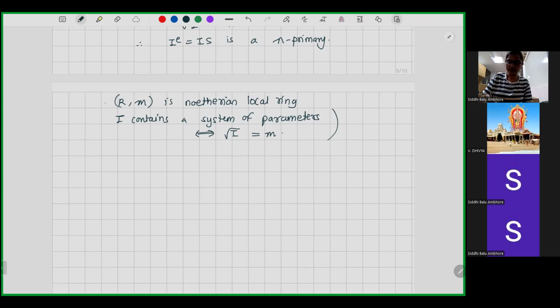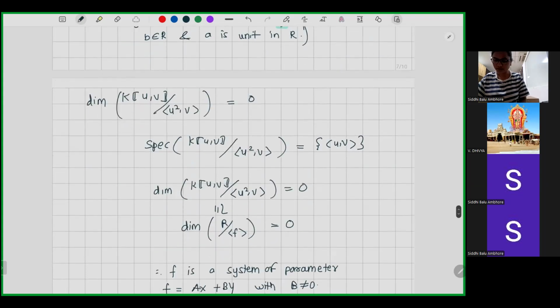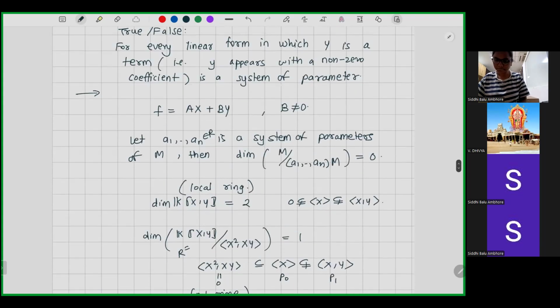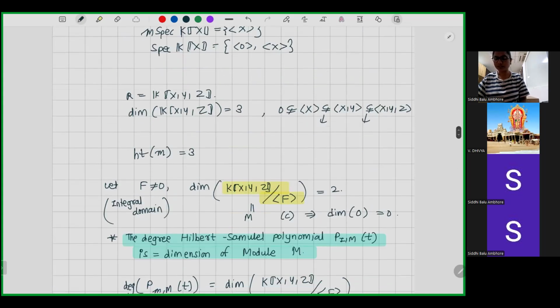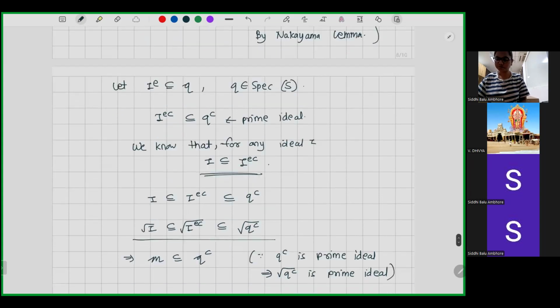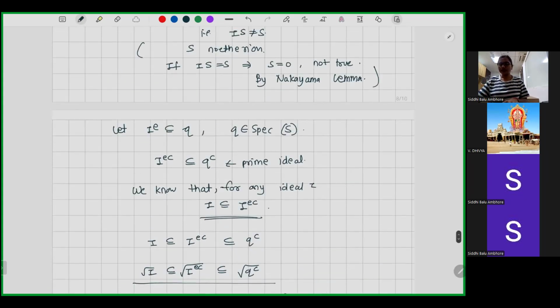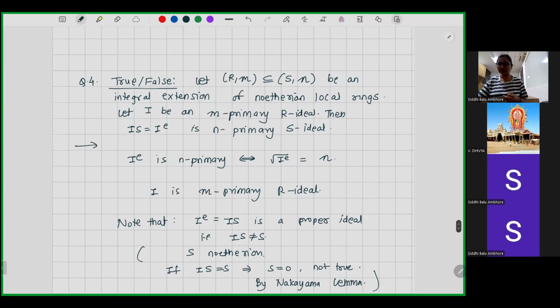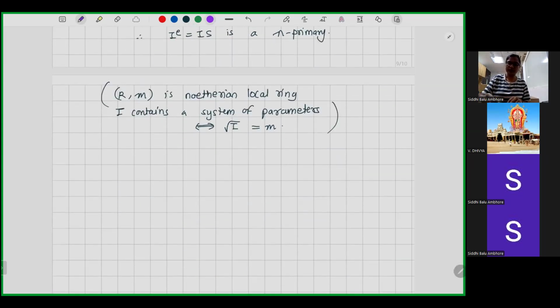Okay, and these results which I wrote here are important. Where did I write it? Wherever I wrote this, I just want to say that if an ideal contains a system of parameters, its radical will be a maximal ideal in a local ring. Okay, so I hope this much is clear for now. And remember this result because this is important. Let me just star mark it.